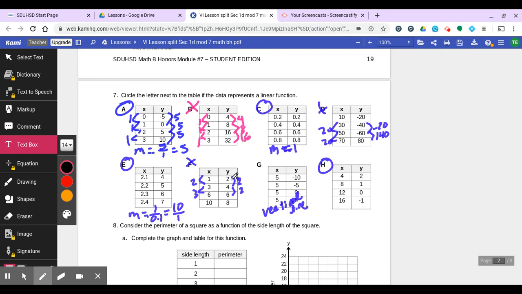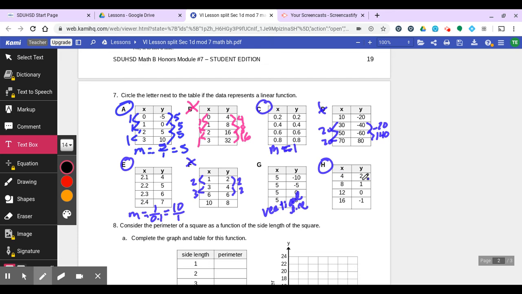F doesn't work. This is going up by 2, but this side goes up by 2 and then up by 3. So that's not a first common difference. This one's saying the slope is 2 over 2, and this is saying the slope is 2 over 3. That's not consistent. G doesn't work. Although it's linear, it's a vertical line, so it's not a function. Vertical lines are not functions because each input has more than one output associated with it.